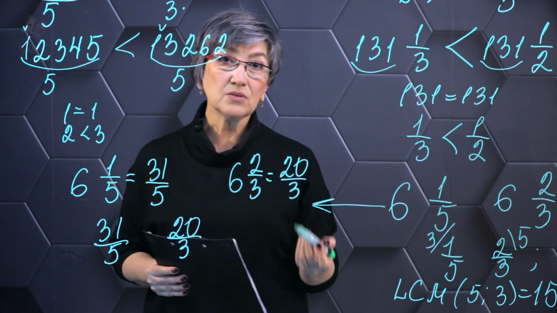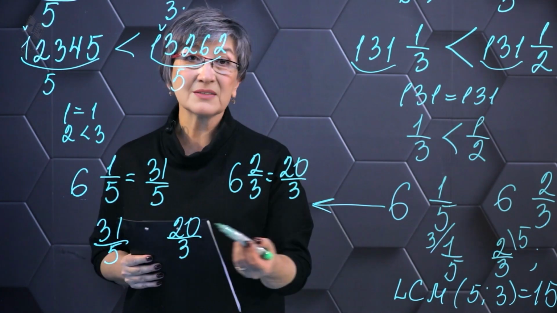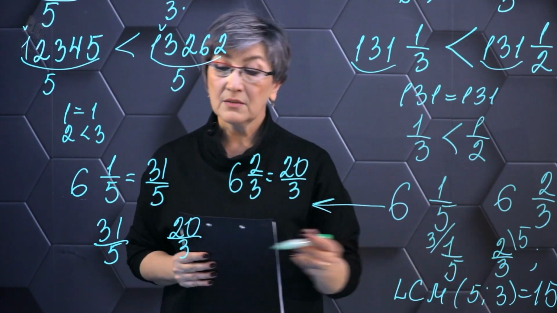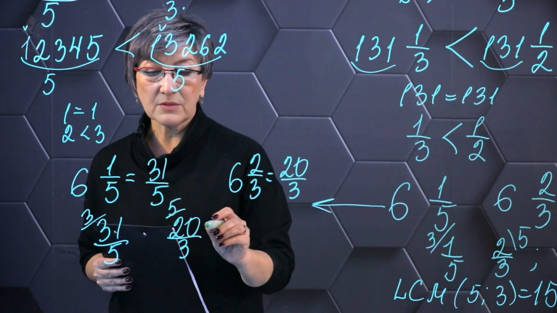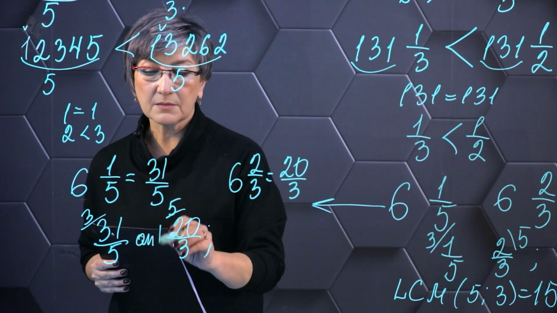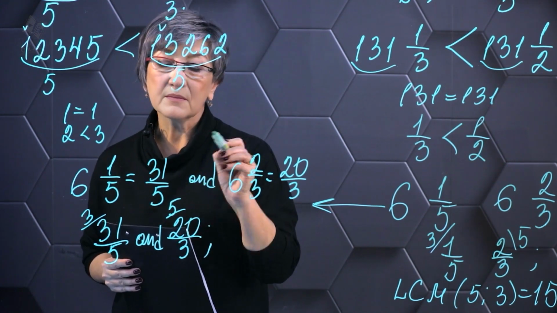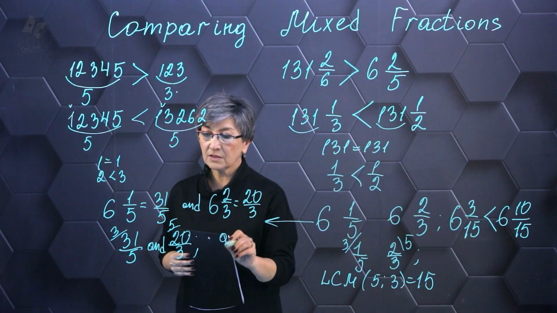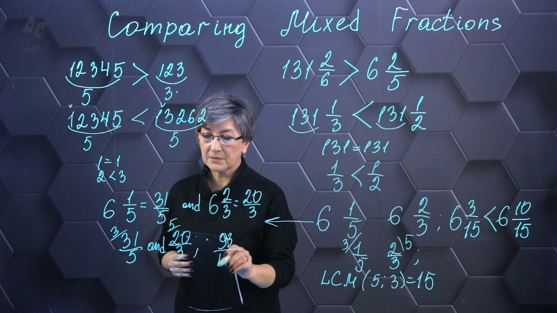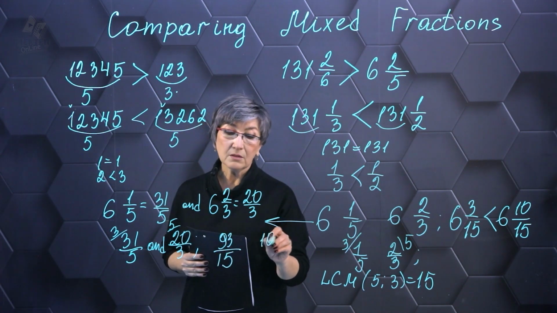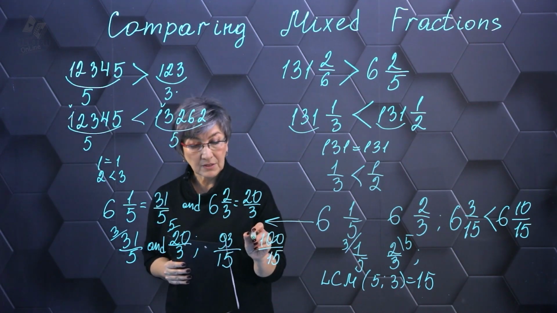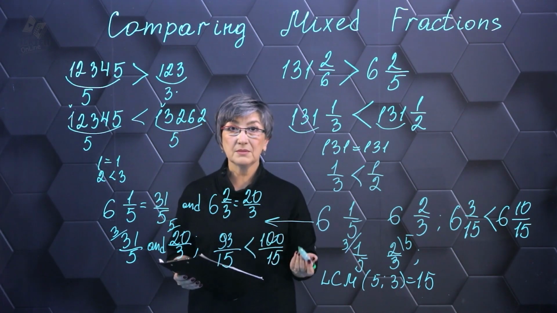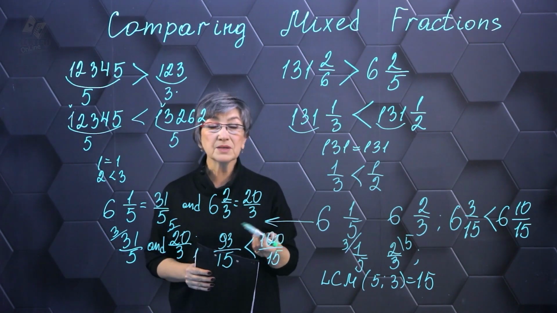I'm going to bring them to the common denominator, and the common denominator is again 15. So here I have a 3 and here I have a 5. The result is, let's write here, 93/15 and 100/15. Obviously, I will have more in 100/15 than in 93/15. Here's another way to compare mixed numbers.